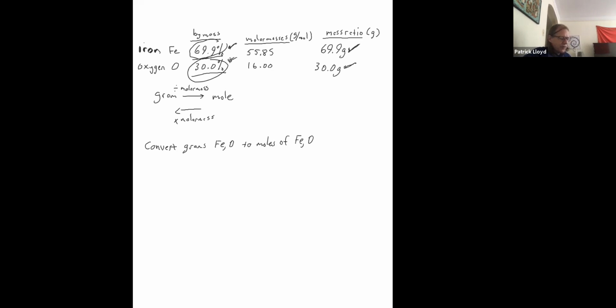And if you're going from grams to moles, you divide by the molar mass. So 69.9 grams of iron, let's divide it. I'm going to use dimensional analysis. 1 mole of iron is 55.85 grams of iron, right? Of course, that's from the periodic table.